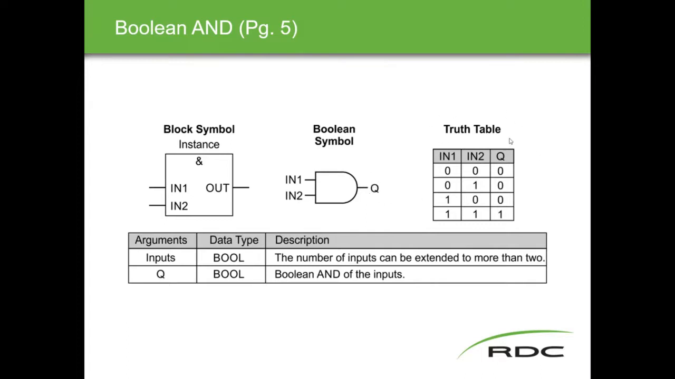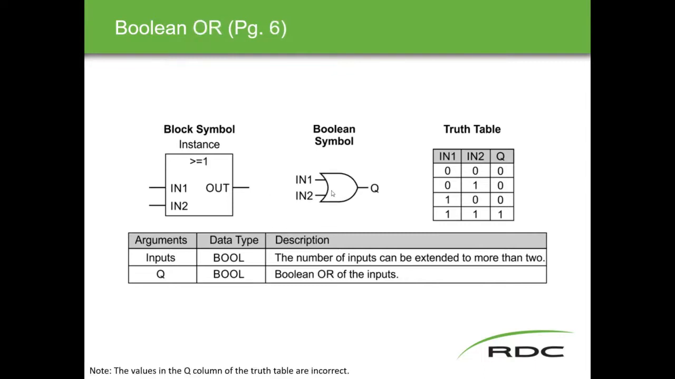So we introduce the truth table, which should be reviewed from way back in the day. It's saying that if input one is false and input two is false, then Q is false. If one is false and two is true, Q is still false because it's an AND. They both have to be true. So one is true, two is true, and the output is true. Pretty basic stuff. We understand the logic. The logic is all the same. We're just writing it differently.